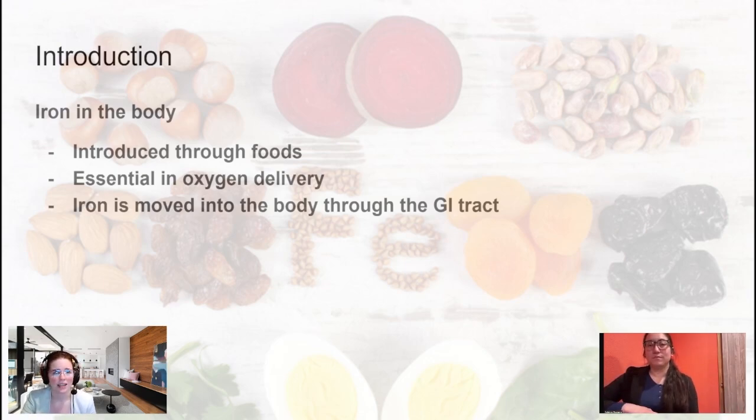The GI tract contains what are called enterocytes, and these cells facilitate the primary site of absorption for iron within the body. Enterocytes move iron through the body as there becomes a need for oxygen binding.